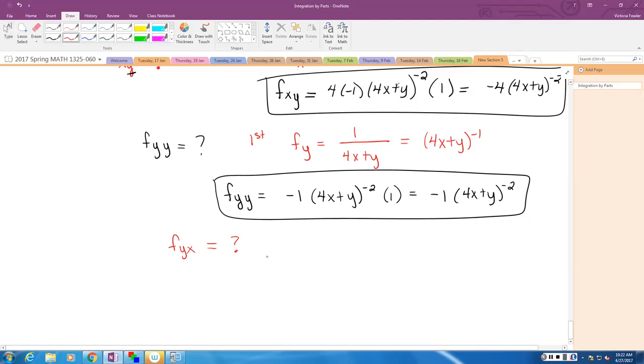Okay, so I'm going to use chain rule, right? I'm going to bring the negative 1 to the front. We're talking about right here. Rewrite the quantity, subtract 1 from the power, and multiply by the derivative of the inside where x is now the variable. Okay. And so I think we have our 4 partial derivatives. You guys agree? Okay, good.